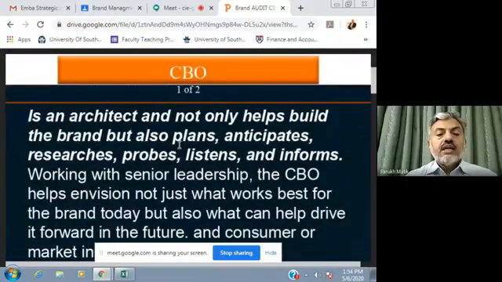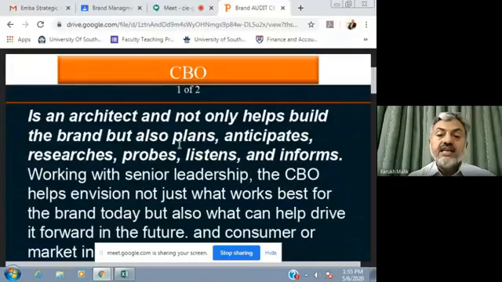The CBO is an architect and not only helps build the brand, but also plans, anticipates, researches, probes, listens, and informs, right? So he is like an architect for the brand. He keeps on making plans, and then he anticipates that, okay, now the summer season is approaching. What are the things that we need to take care of, and how are we going to present our brand to the customer? All of these things are accounted for by this person.